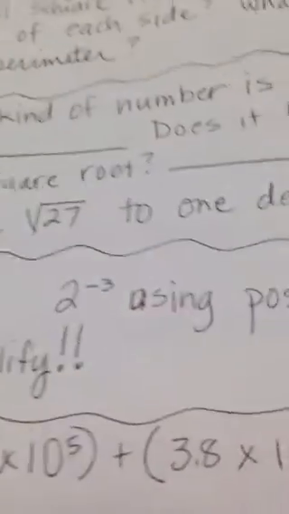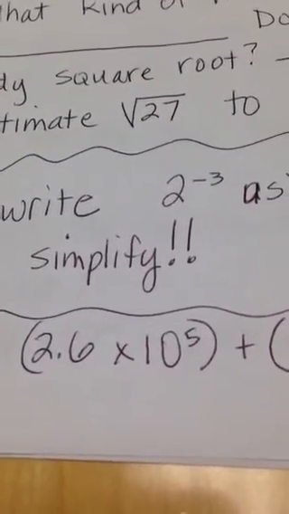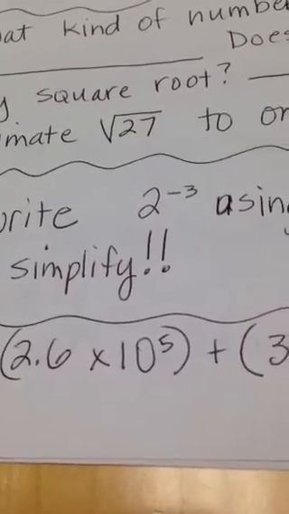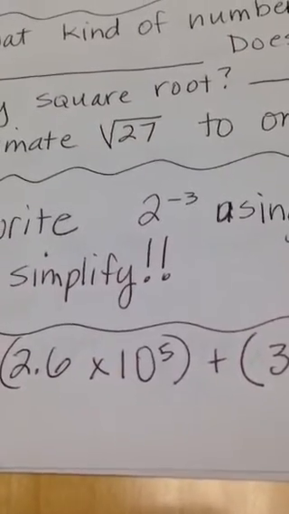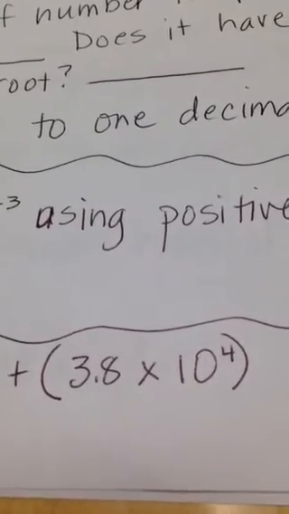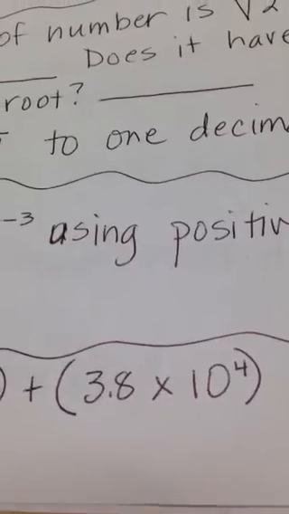And now we're going to add these two terms together: 2.6 times 10 to the 5th plus 3.8 times 10 to the 4th. We're going to add these together.